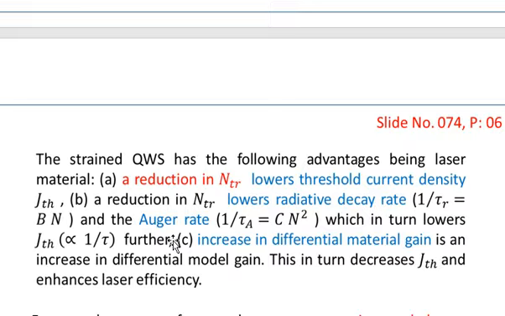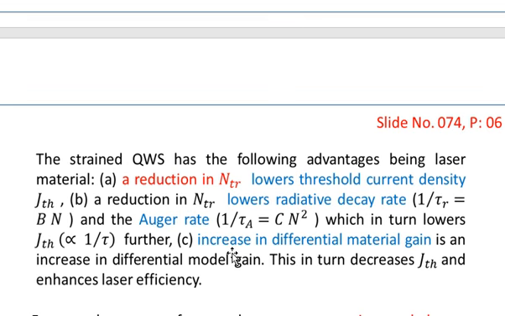Which in turn also lowers the threshold value for the current density. So J threshold is proportional to 1 over tau. If the 1 over tau terms are reduced, then of course the J threshold is also reduced.